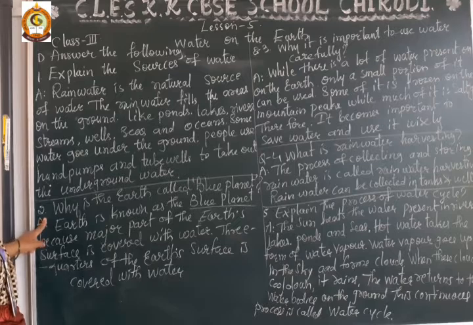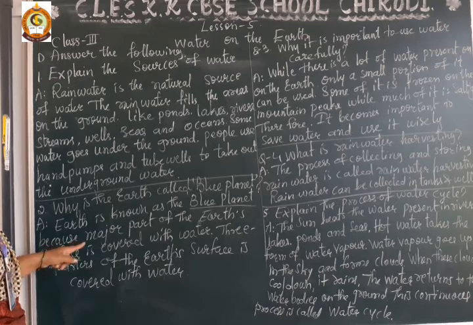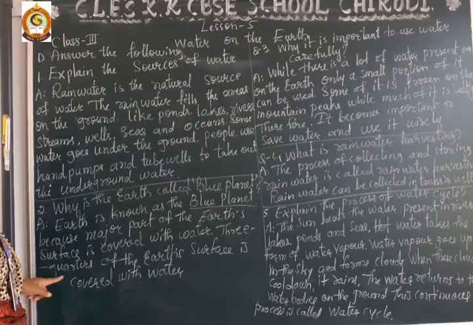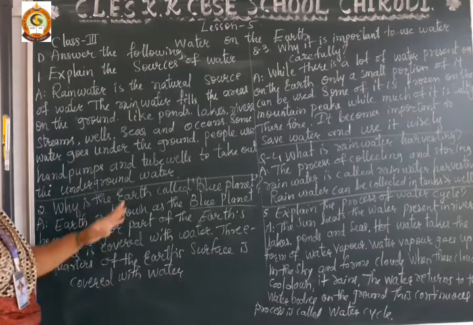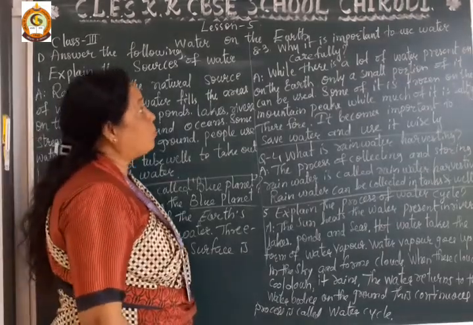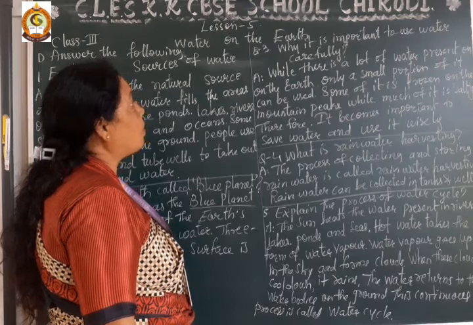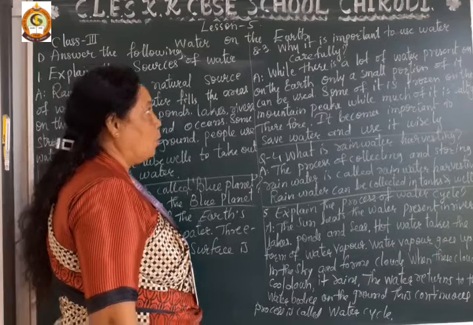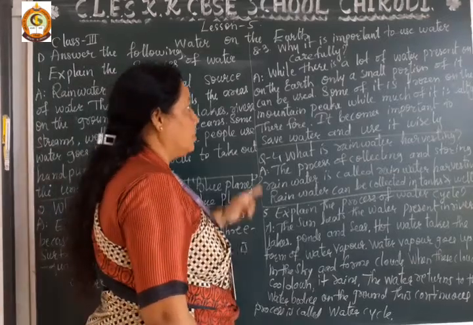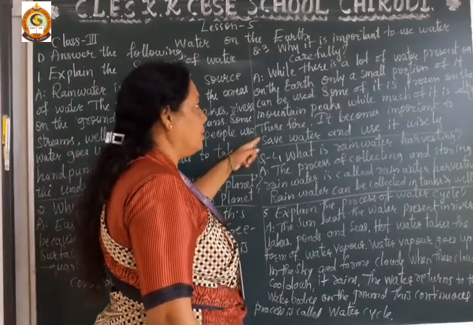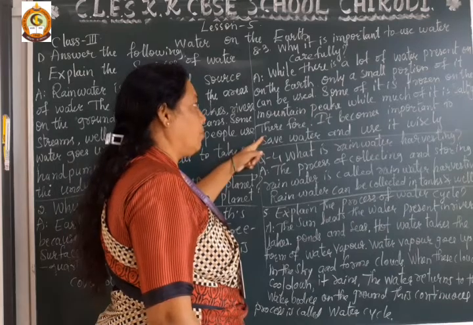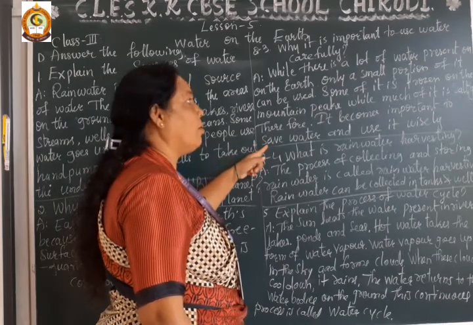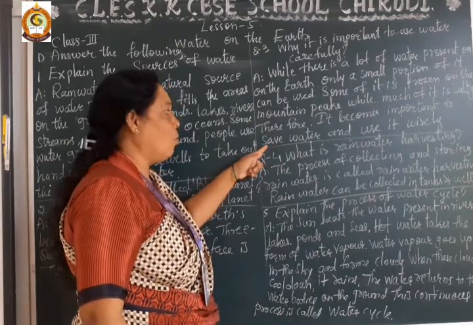Question number 2 is why is the earth called blue planet? Earth is known as blue planet because major part of the earth's surface is covered with water. 3/4 of the earth's surface is covered with water. Question number 3, why it is important to use water carefully? While there is a lot of water present on the earth, only a small portion of it can be used. Some of it is frozen on the mountain peaks, while much of it is salty. Therefore, it becomes important to save water and use it carefully or wisely.